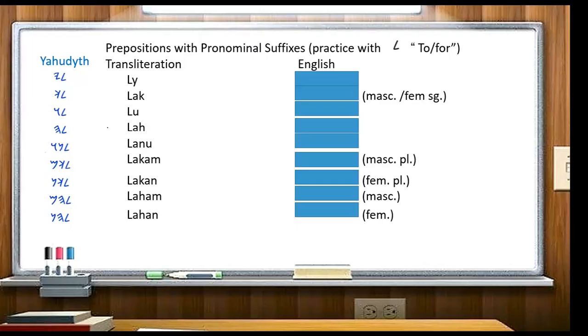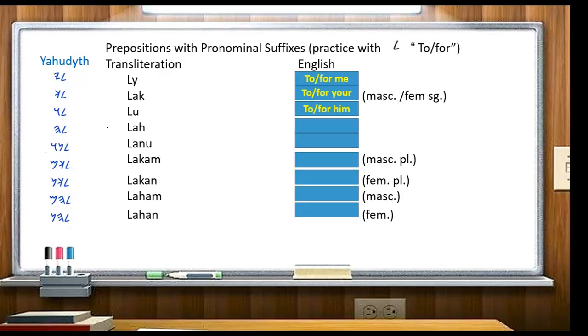Let's practice. If you said to or for me, you are correct. So if li is to or for me, bearing in mind the l or the lamad means to or for, what would lak be? To or for your. Looking at shalak. Then lu would be to or for him. What would la mean?